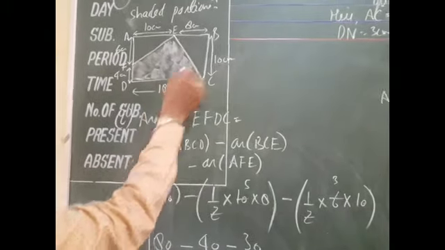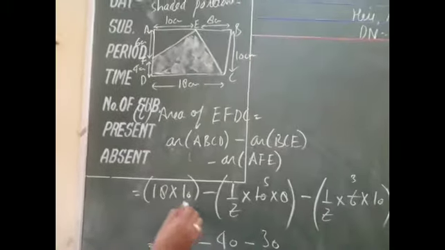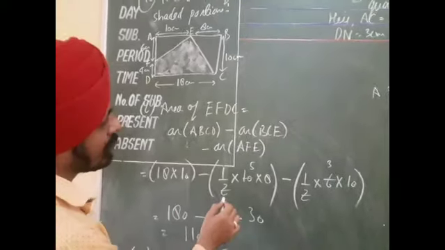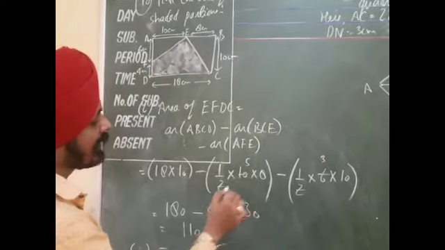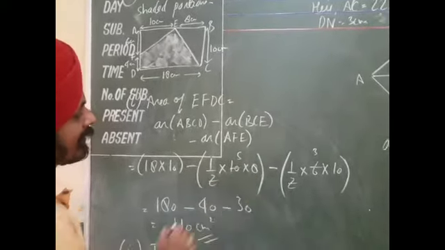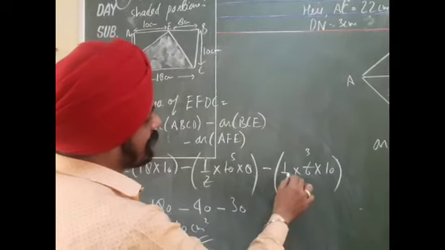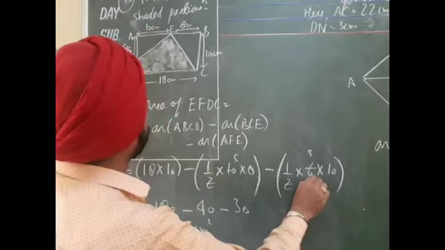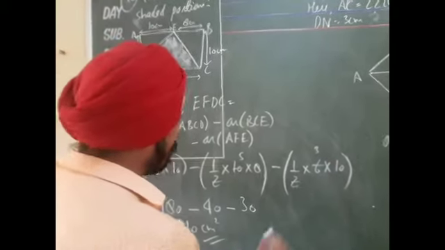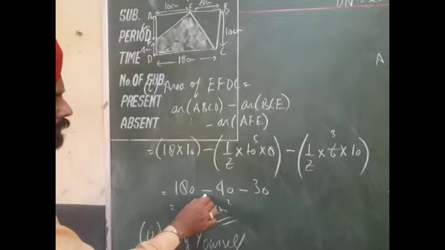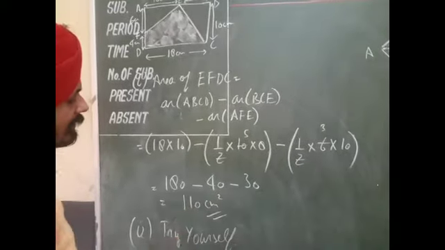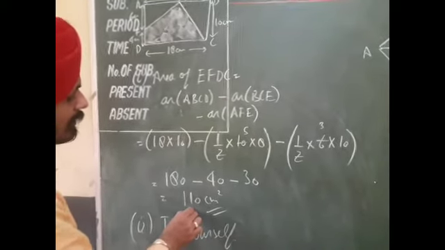For the area of rectangle ABCD, you can see length is 18 and breadth is 10. So 18 into 10 minus area of triangle BCE, which means half base into height. Base is 10 and height is 8. Then minus area of triangle AFE, again half base into height. Base is 6 and height is 10. Simplify it, you will get 180 minus 40 minus 30. You will get 110 centimeter square.